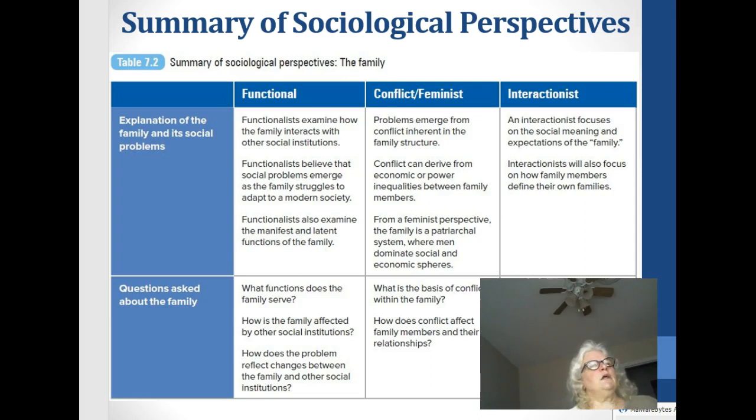So a quick review here of the functionalist, conflict theory and interactionist theories. When we start to look at that, we can see how feminist theory really pops up in family. And I didn't mention that as we were going over the beginning information. But in the feminist perspective, the family is a patriarchal system. You can see the dominance in place. You can see its role within conflict. You can see that problems emerge from the conflict inherent to family structure, where the interactionists focus on the meaning of family and the influence of families.